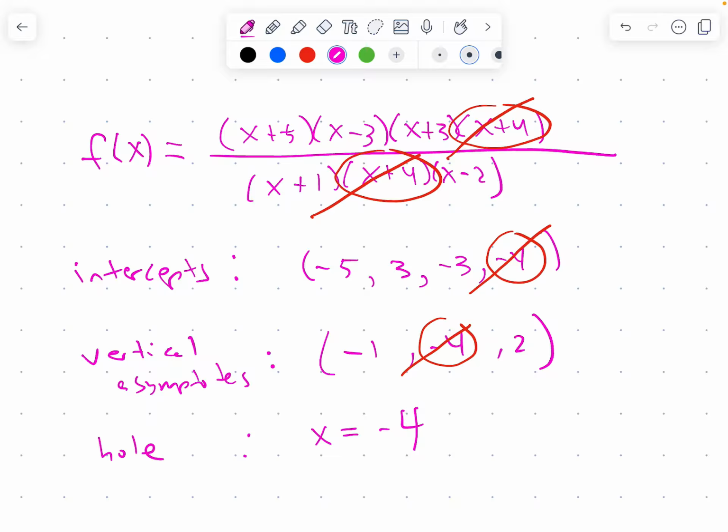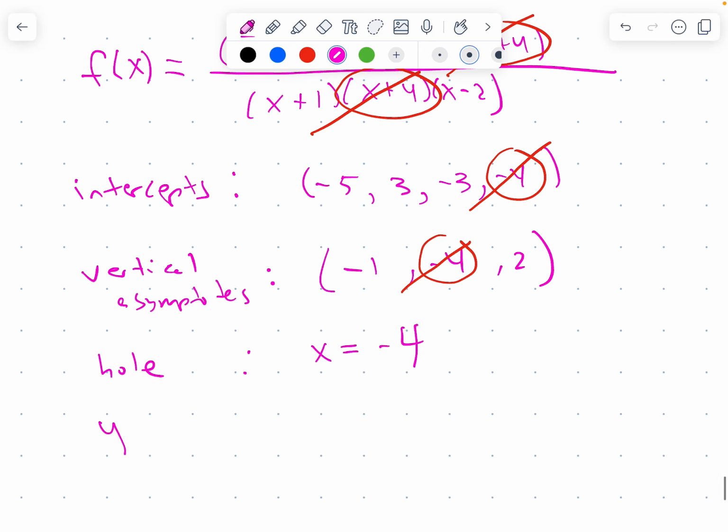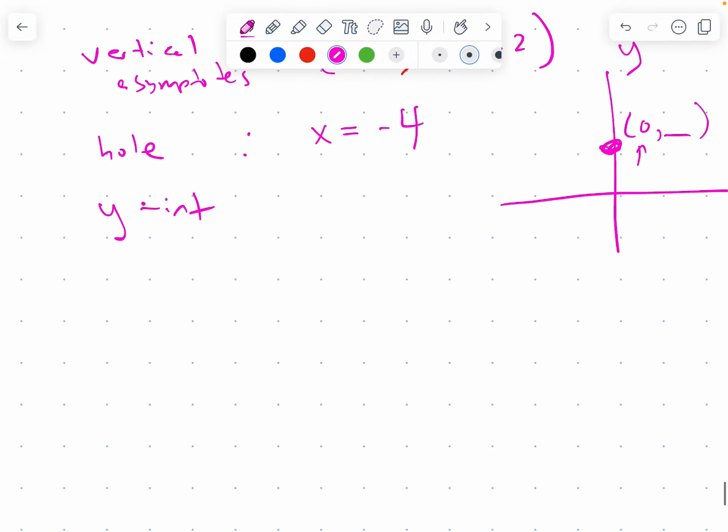Okay, now let's also find the y-intercept. Let me just draw this out here. This is the y-axis. At that point, it's going to be (0, something). So the x value is 0. So we're going to take our equation, and we're going to plug a 0 in place of x. I'll just pause and let you do that.